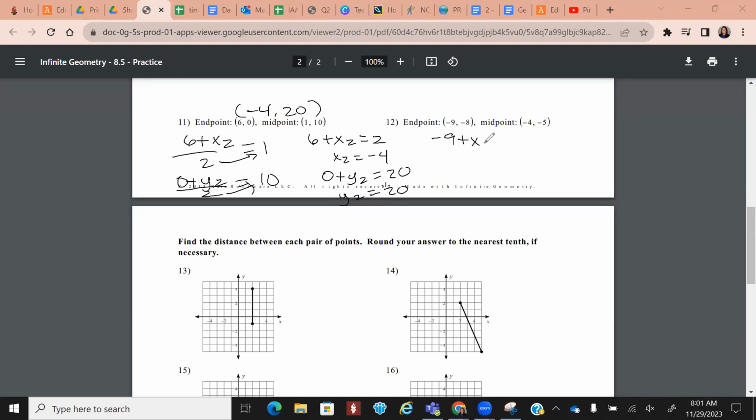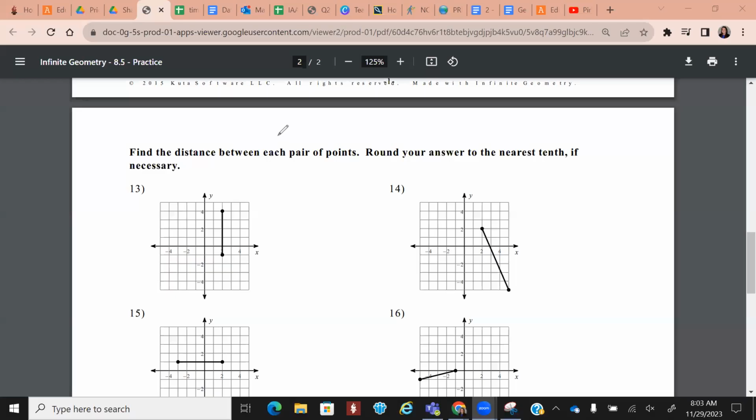So we got -9 plus x2 divided by 2 equals -4. -8 plus y2 divided by 2 equals -5. I'm going to multiply by 2. And that's going to give me -9 plus x sub 2 equals -8. I'm going to add 9. And so that's going to be x2 equals 1. I'm going to multiply by 2 over here. That's going to be -8 plus y2 equals -10. I'm going to add 8. And y2 equals -2. So our final answer is going to be 1, -2.